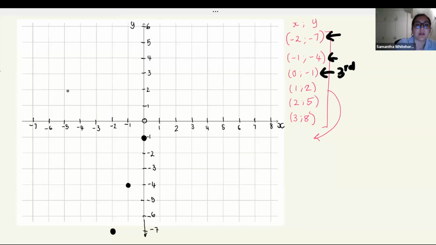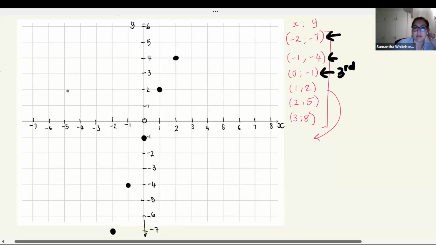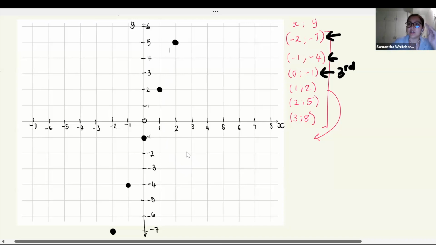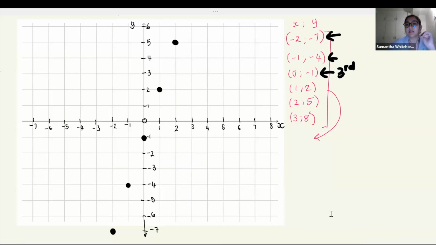Then I keep plotting. I've got 1, 2, 2, 5. This is where I don't have an 8 on my y-axis, but it doesn't really matter. Have I plotted this correctly? 1, 2, 2, 5. Now, hopefully what we're seeing is that if we imagine a trend to these points, we are getting essentially a linear trend. And we'll discuss why that is in a second.